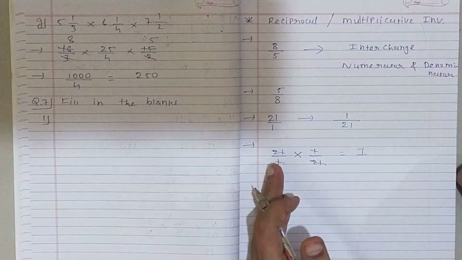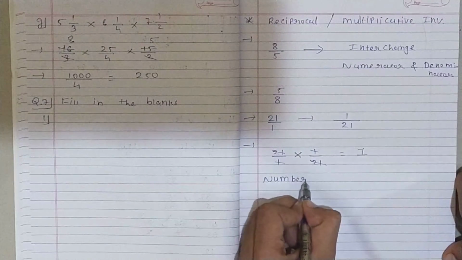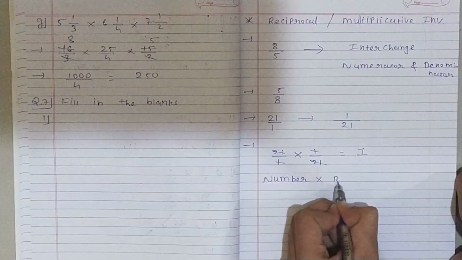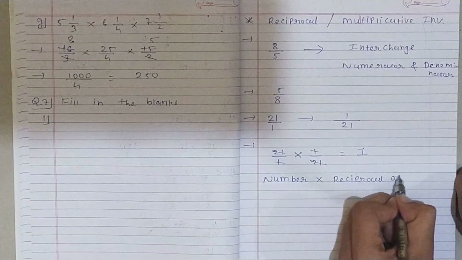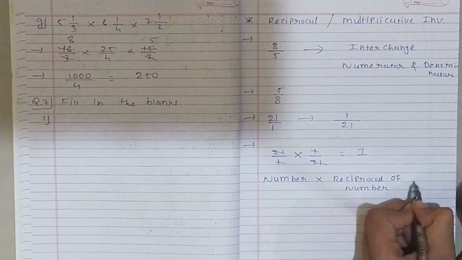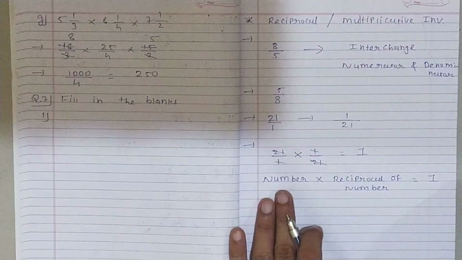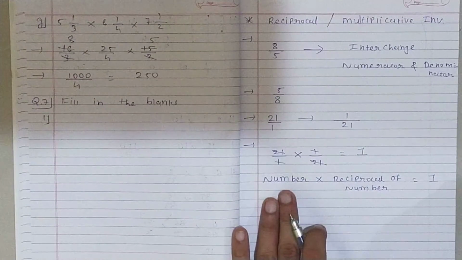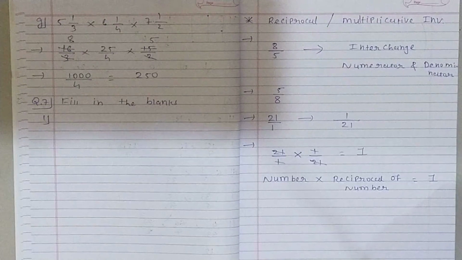When you multiply a number with the reciprocal of that number, it gives you the answer always 1. No matter what number it is, if you multiply the number with the reciprocal of that number, your answer is always 1.